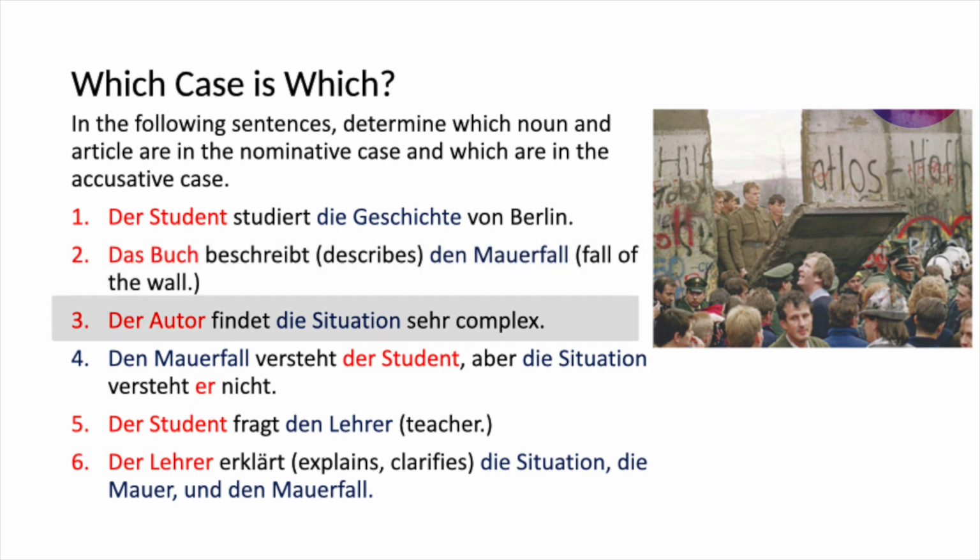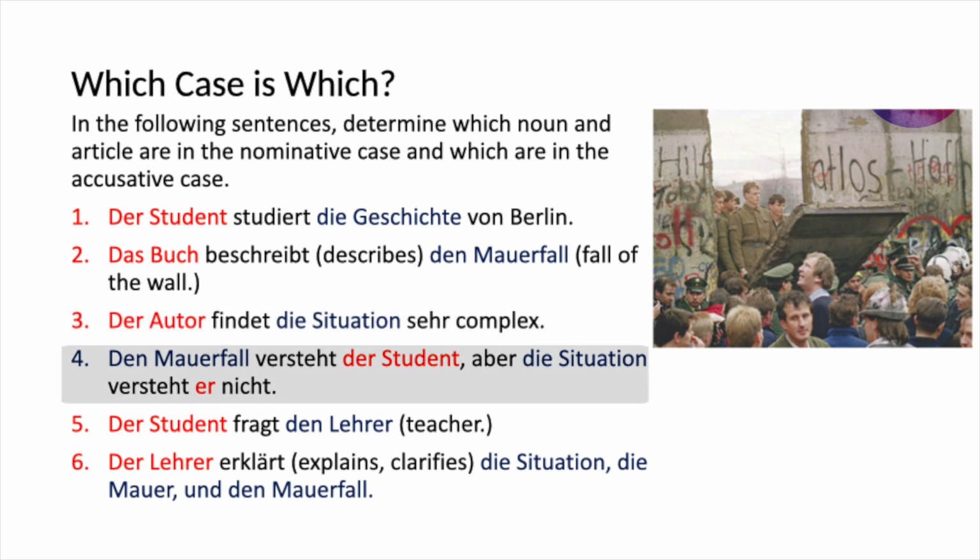Third sentence, der Autor findet die Situation sehr komplex. So the one who is finding here, because findet is finds, must be the author. And we know that because the author is the one writing the description. So the thing that's being found to be very complex is the situation. That's why der Autor is a nominative and red. Die Situation is blue and accusative.